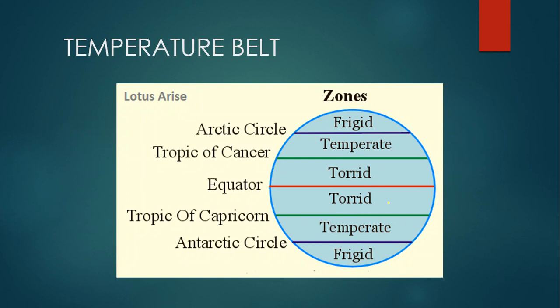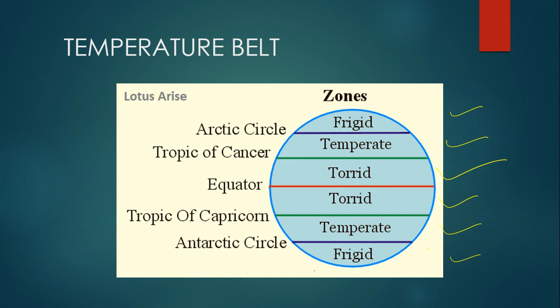If you go through the concept of the temperature belt of the earth, we find three important temperature zones. One is the torrid zone, so this is the torrid zone. Another one is the temperate zone. This is the temperate, and the last one is the frigid zone, and this is frigid.